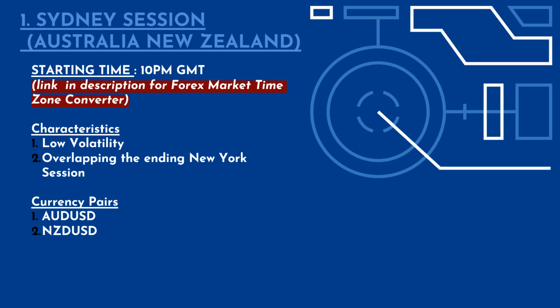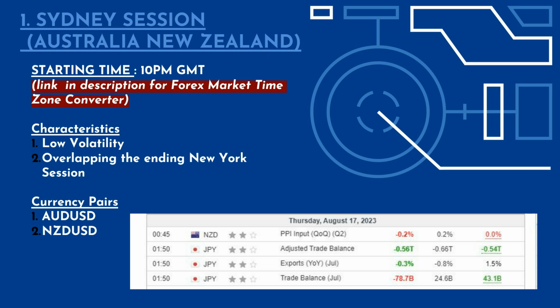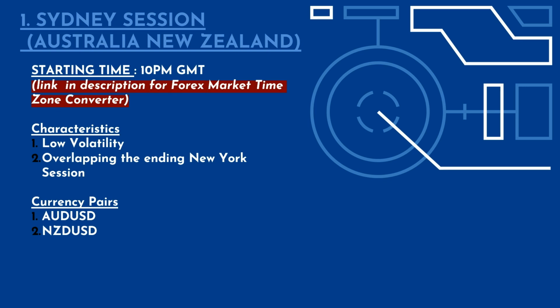So the currency pairs which are active in this session are AUD/USD and NZD/USD. And usually when currency pairs are active in a session, the news events for those currency pairs tend to be released in those sessions, right? For example, when AUD and NZD pairs are active, the news for the Australian dollar and New Zealand dollar tend to be released in those sessions, right? So that's that for the Sydney session.